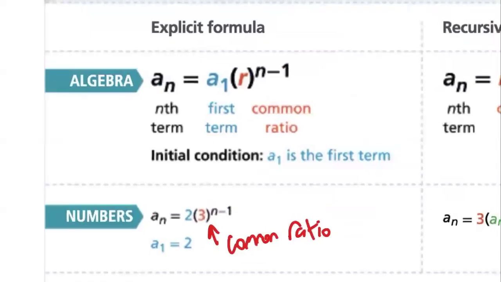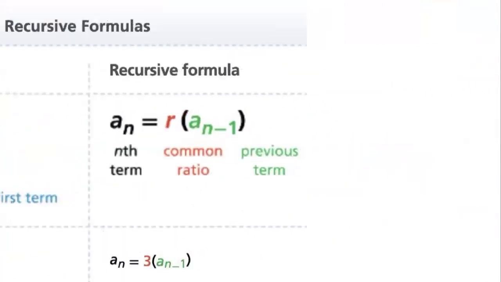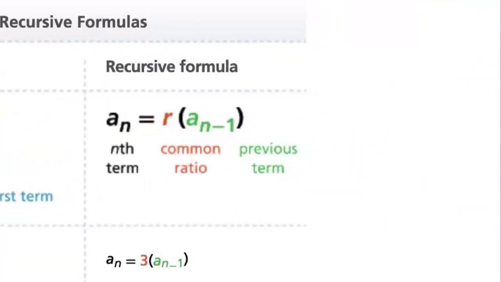Now, this is the one that's used a lot. The recursive formula isn't used as much. So this is what the recursive formula looks like: a sub n is equal to the common ratio times a sub n minus 1.